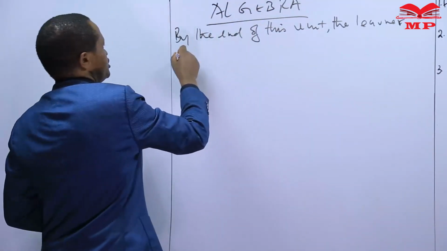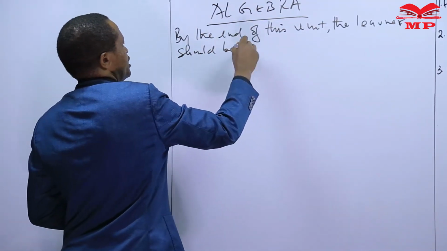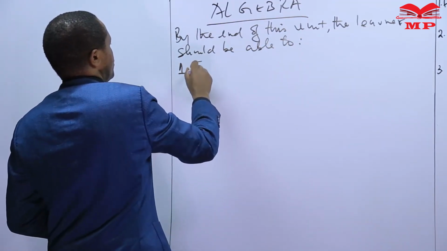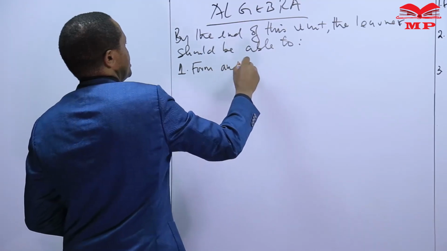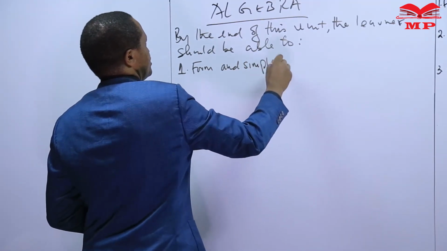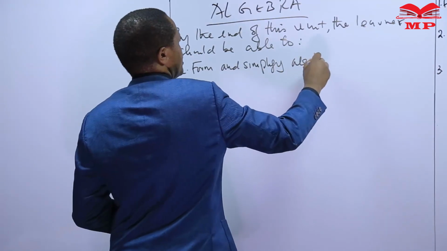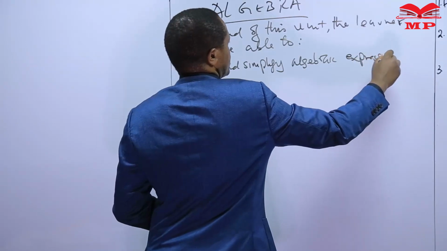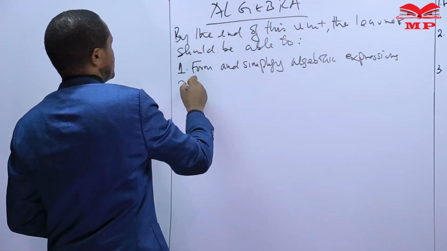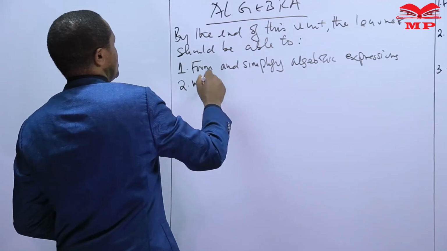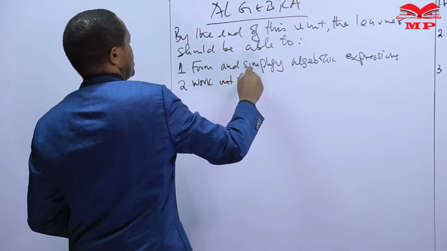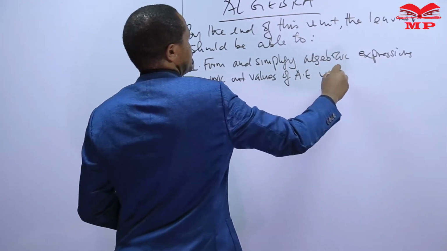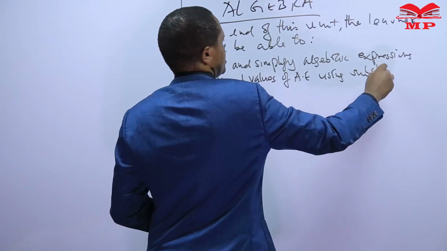learner should be able to, number one, the first objective, form and simplify algebraic expressions. The second objective, we say that the learner should be able to work out values of algebraic expressions using substitution.